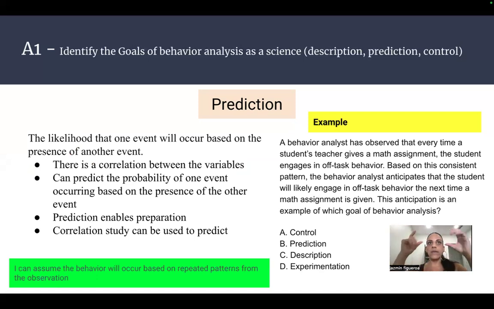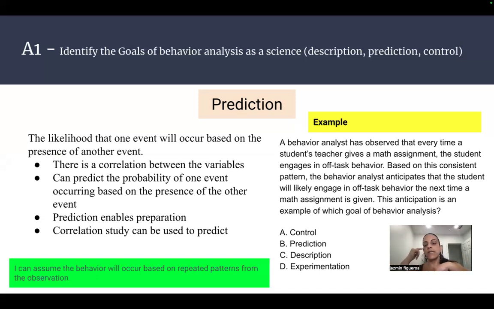And then a quick sentence that will help us remember what prediction is: I can assume the behavior will occur based on repeated patterns from the observation. So here's a quick example of what we'll see on the BCBA exam.